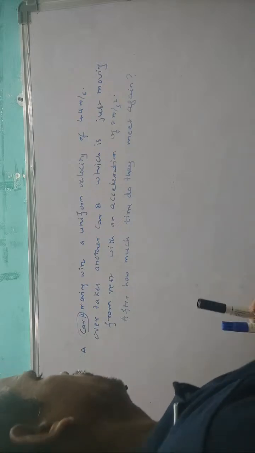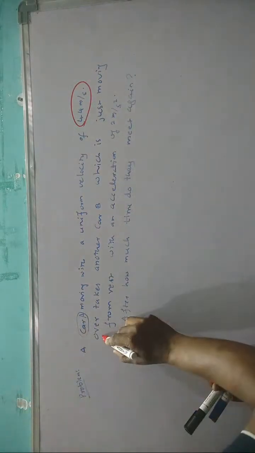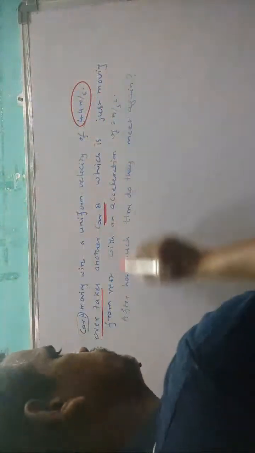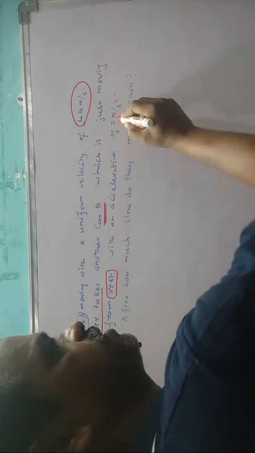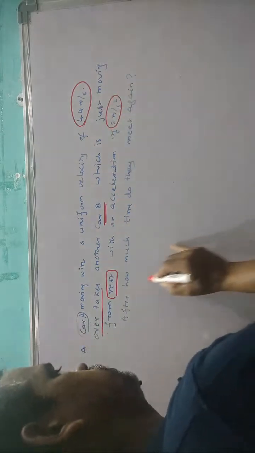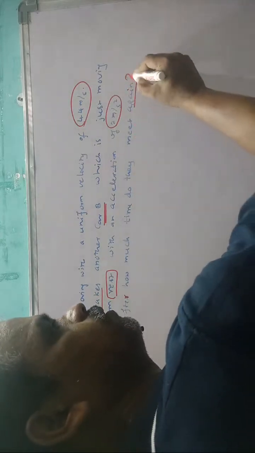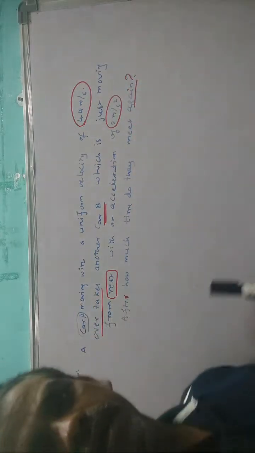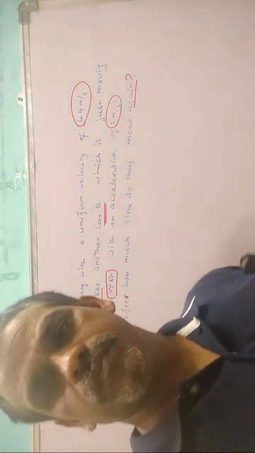So what is the question here? A car A moving with a uniform velocity of 44 meter per second overtakes another car B, which is just moving from rest with an acceleration of 2 meter per second square. After how much time do they meet again? So this is the question.